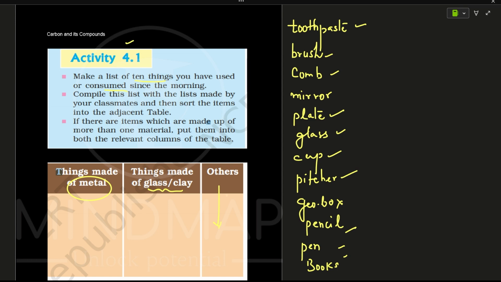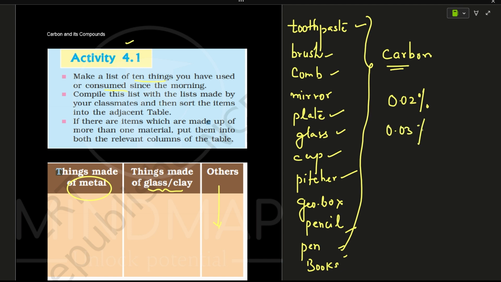तो ये बताने का क्या reason है? Why we have to do this activity is to show us the versatile nature of carbon. कि देखो, whatever you use in your daily life, from your morning to evening, most of the things are made up of carbon. And if you see the amount of carbon, we have only 0.02% of carbon on the earth crust and 0.03% of the carbon in the atmosphere. We have such a small amount of carbon, but still we have a large variety of carbon compounds around us. So this activity was totally to show you the versatile nature of carbon.